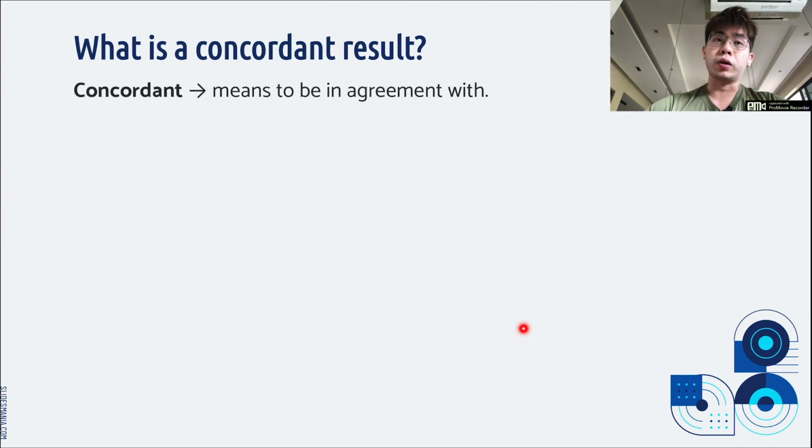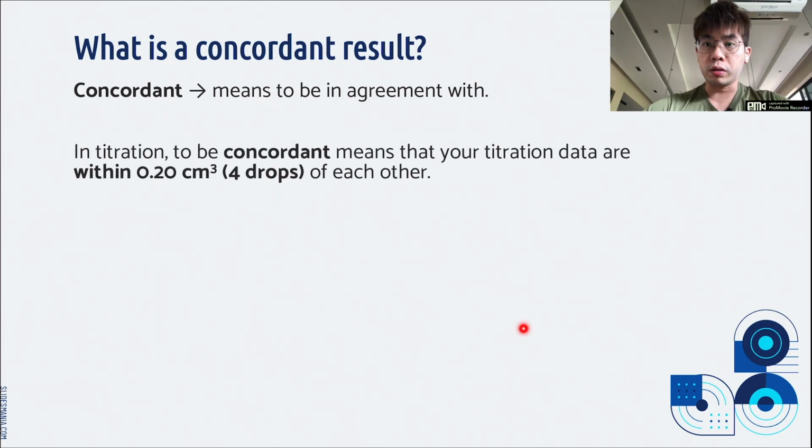To be concordant means to be in agreement with. In a titration experiment, to be concordant means that the two or three titration data are within 0.20 cm³ of each other. And 0.20 cm³ is actually 4 drops, which means you're looking at results really very close to each other.